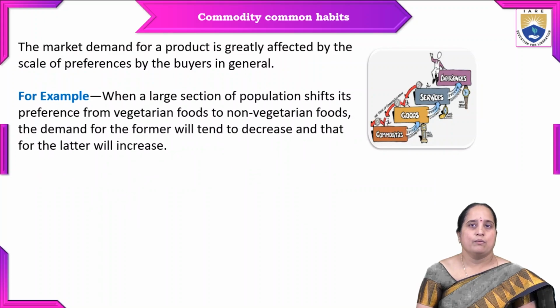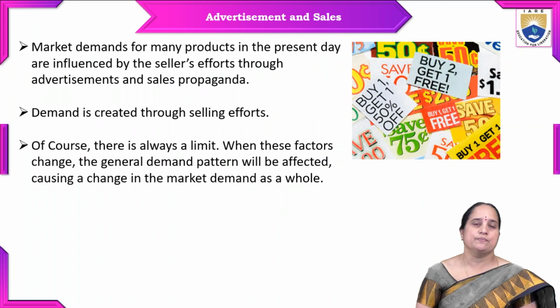Then comes commodity common habits. So the market demand for a product is greatly affected by the scale of preferences of the buyers in general. So what are the most common habits of the consumers? That we have to find out. For example, when a large section of the population shifts its preference from vegetarian foods to non-vegetarian foods, the demand for the former will tend to decrease and that for the latter will increase. So we need to consider the common habits of the population towards a specific good and service.